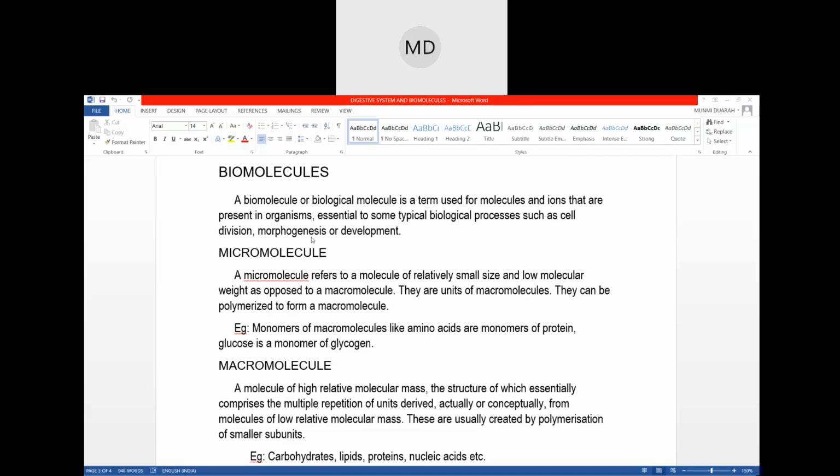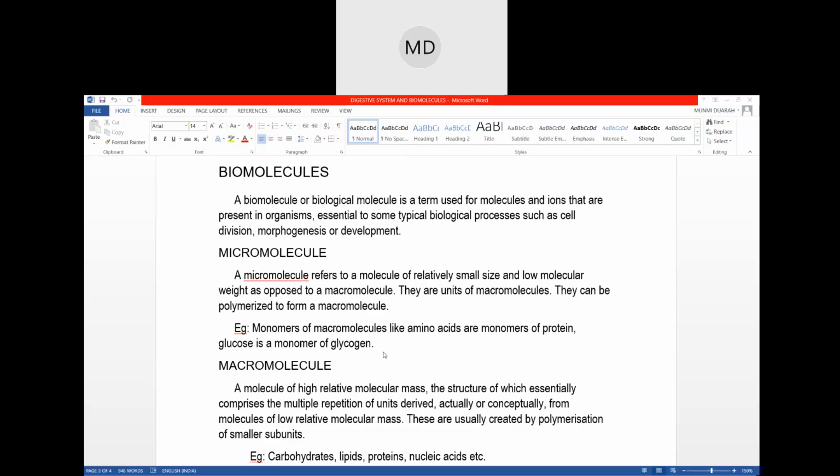So micromolecules are small molecules, small in size and weight. Molecular weight is also low. These micromolecules are very small in size and have less molecular weight. And macromolecules are larger in size than the micromolecules, and they have high molecular weight. If you are asked to write differences, you can mention these two: one about the size, and the next about the weight.